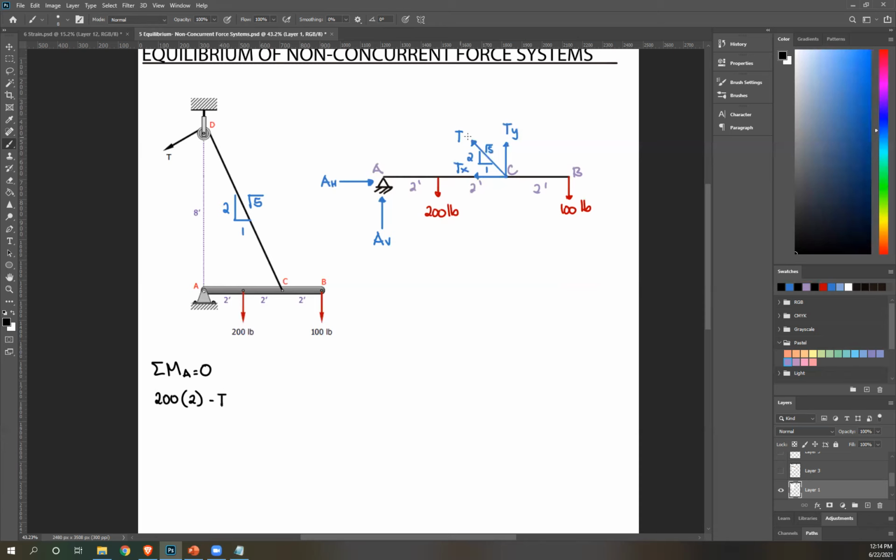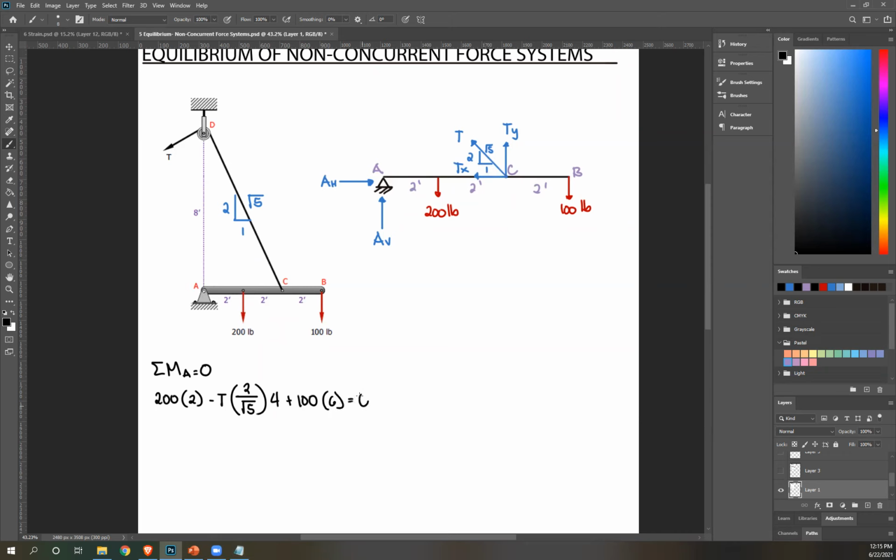And Ty is the y component of your tension. To get the y component, that's just T multiplied by the vertical side over its hypotenuse. So T times 2 over square root of 5. Next, get the perpendicular distance, that's 4 feet times 4. And then lastly, your 100-pound force, that's clockwise, so positive 100, total distance 6.